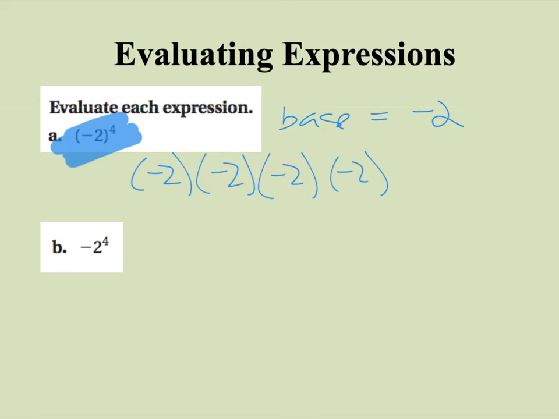Now we need to evaluate our expression to get a final answer here. So -2 times -2 is going to give us a +4. 4 times a -2 is going to give us a -8. And -8 times a -2 is going to give us the final answer of a +16. You'll notice that whenever your exponent is an even number and your base is negative, your final answer will always be positive. So that's another thing to know.